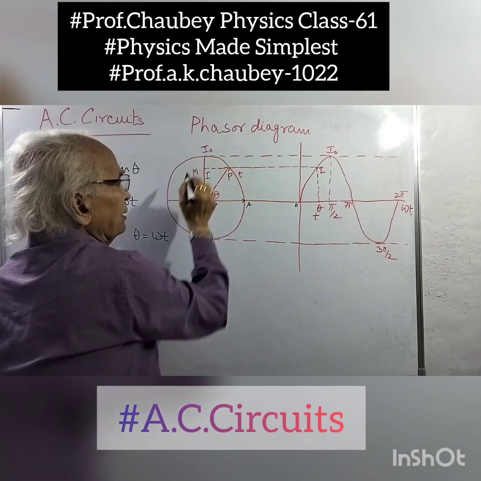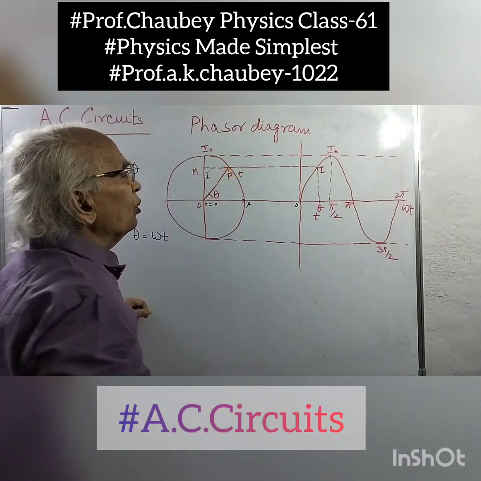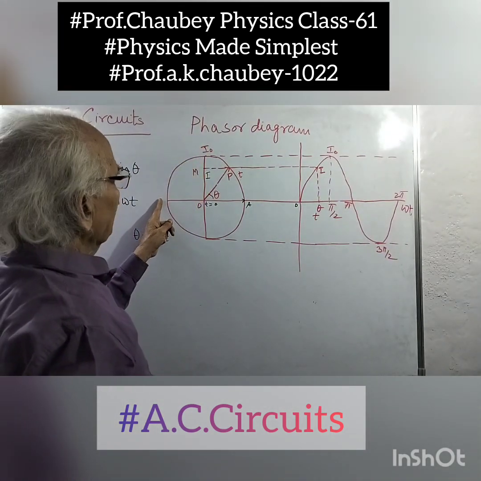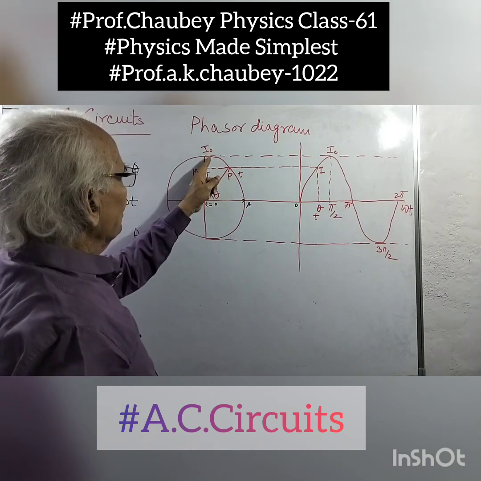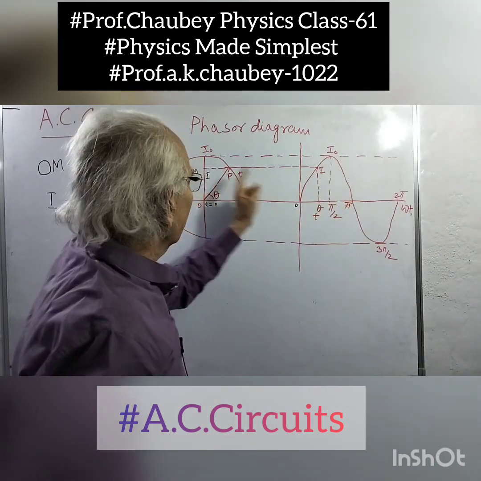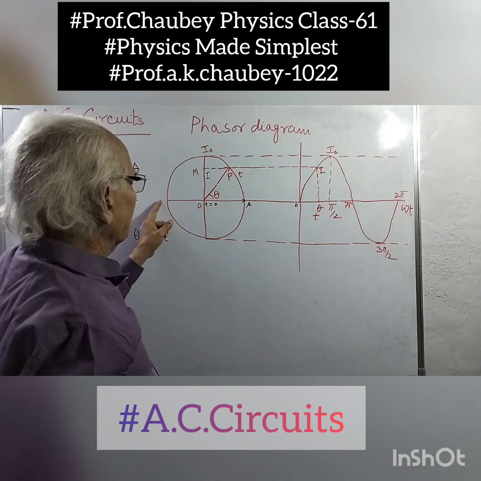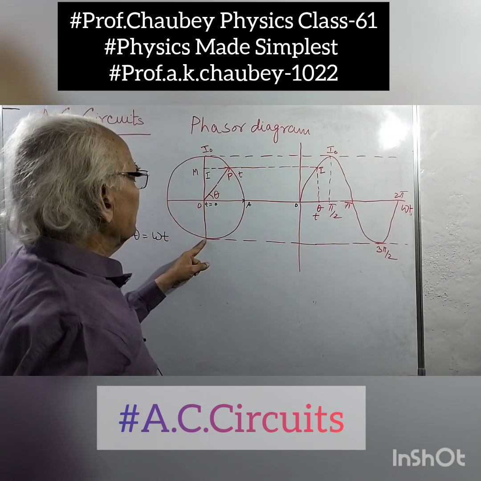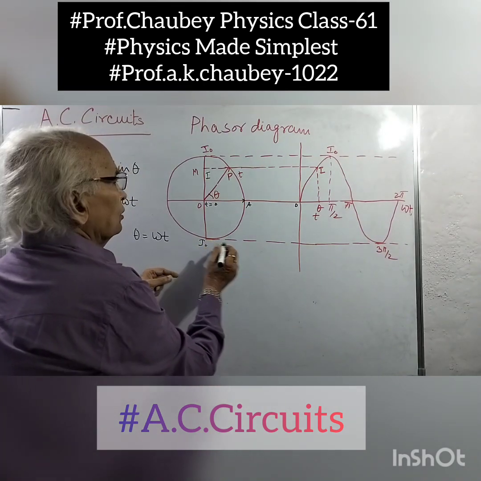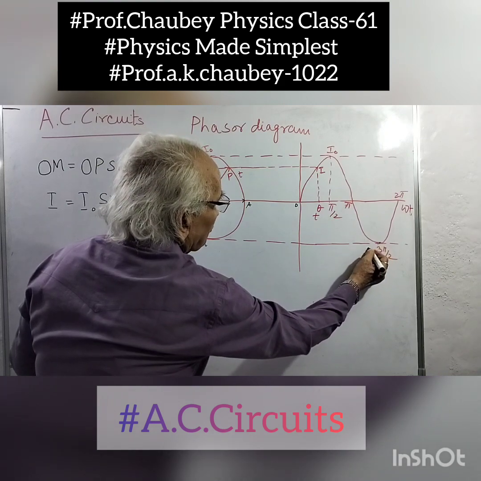And at this time where the angle is pi by 2, the current becomes maximum, and that is I naught. When this vector goes to this side, this is pi by 2, this is more than pi by 2, so this is pi. At this pi, the current becomes 0. Then in the opposite direction, the angle increases further to 3 pi by 2, and the current again becomes maximum, I naught.